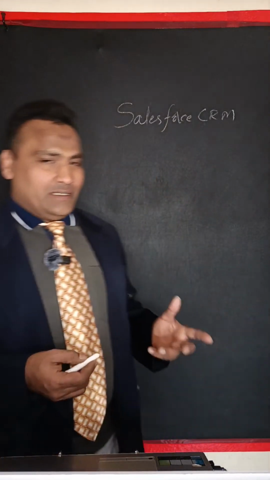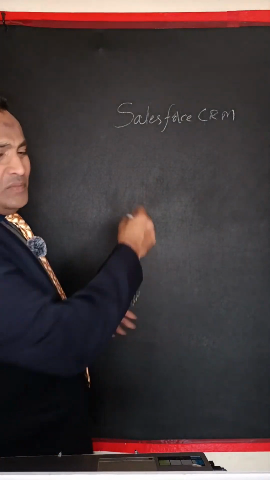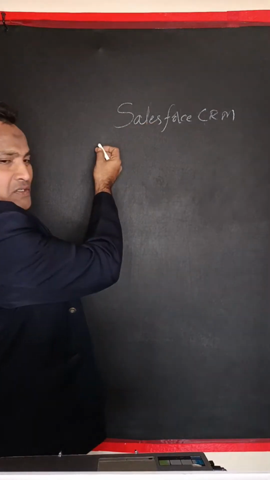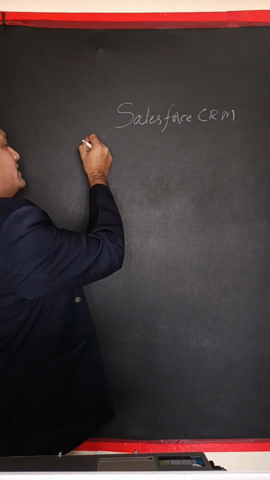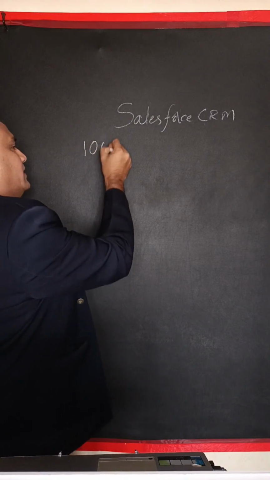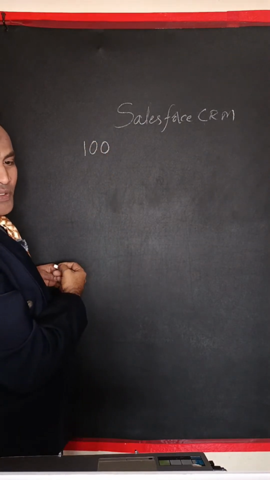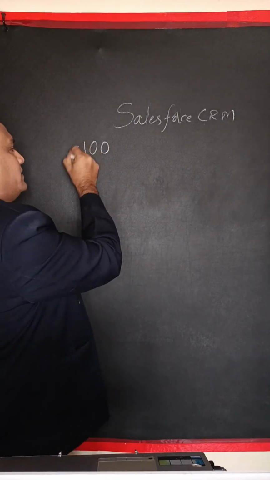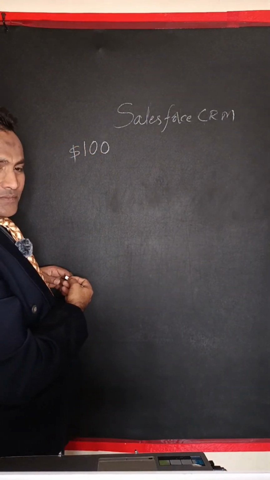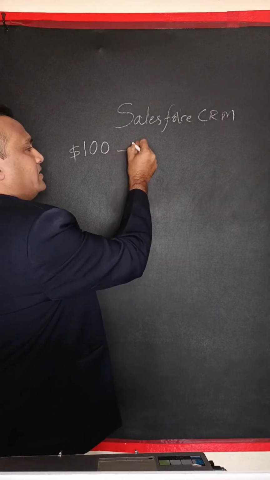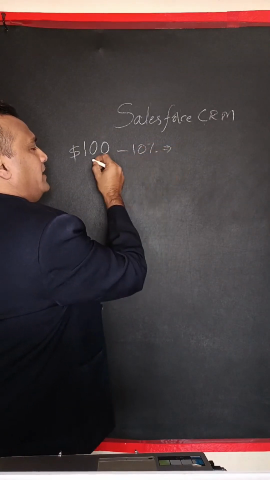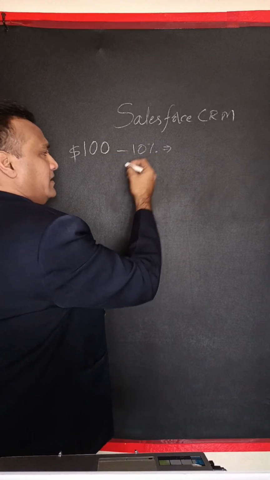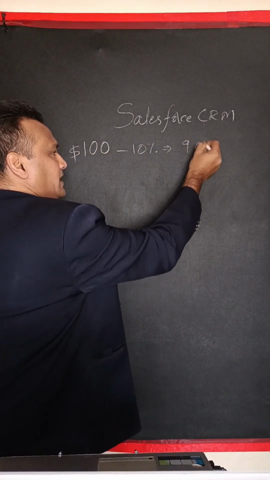So what is computing? Computing is nothing but to calculate, to process something. For example, a customer has purchased goods worth $100. Then I am giving a discount of 10%. So it comes to 100 minus 10% of 100, which is $90.